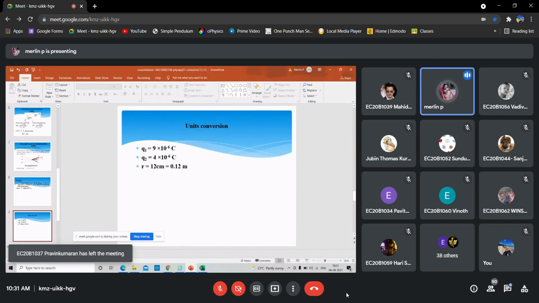So centimeter you should convert to meter. So you will get 0.12 when you convert it to meter. You should convert these into coulombs. Now you should write as coulombs only, not microcoulomb. So write 10 power minus 6 coulomb, and whatever is given in centimeter, convert it into meter. So these are the values you should take, and then calculate the force value and tell me.